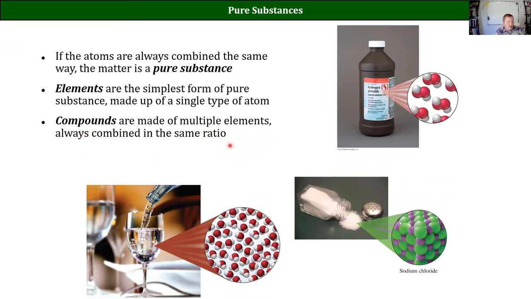Right? So a compound by definition is more than one element, but they're always connected in the same ratio. Right? That's what that law of multiple proportions that Dalton discovered was showing. That if you have a pure substance that's made of more than one element, they all always have to be connected the same way and in the same ratio. Otherwise, you actually have two different substances.